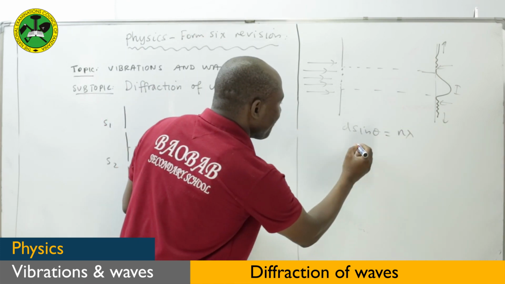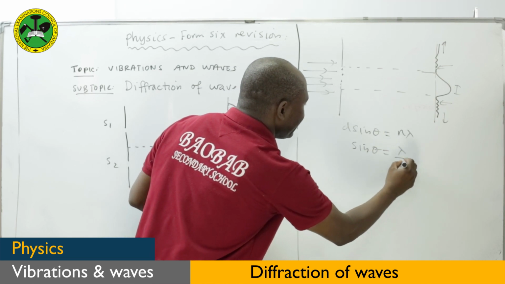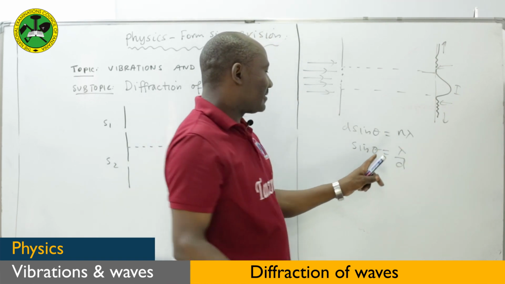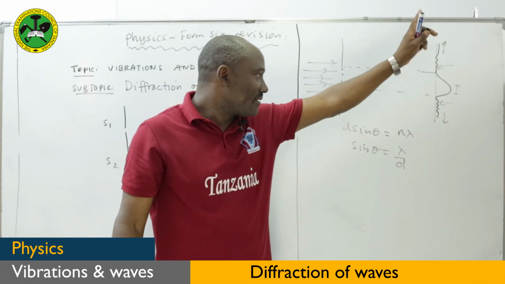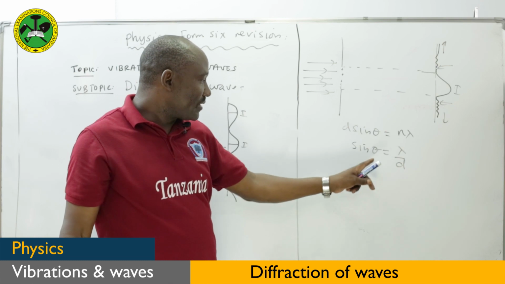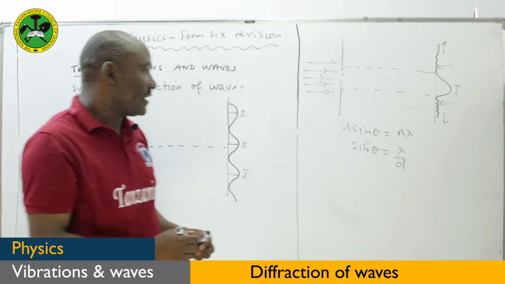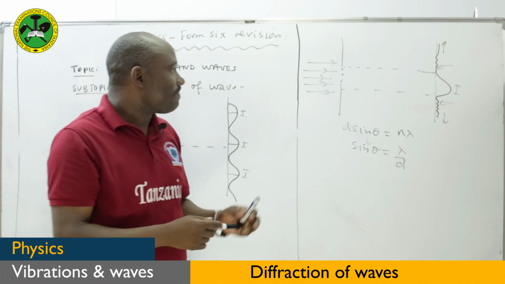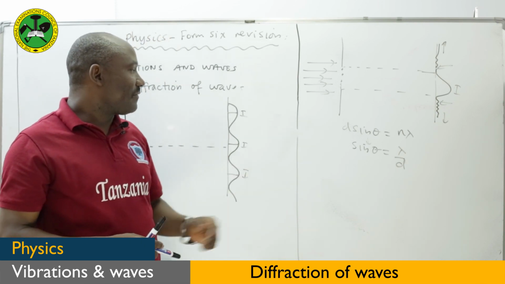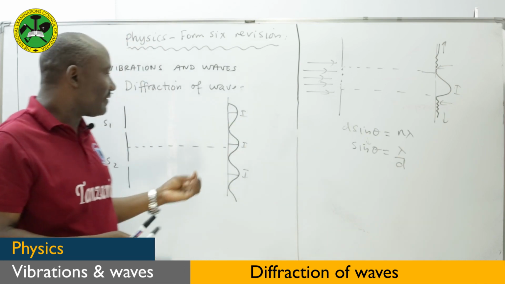So you can find the angle. The sine of that angle theta equals lambda over d. This is the angle corresponding to the first minima. When you have the second minima, n equals 2, and so on. From there, you can find the angle corresponding to the respective minimum from the diffraction. So you can see the difference between diffraction and interference.